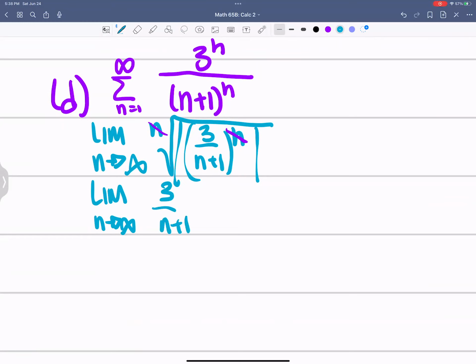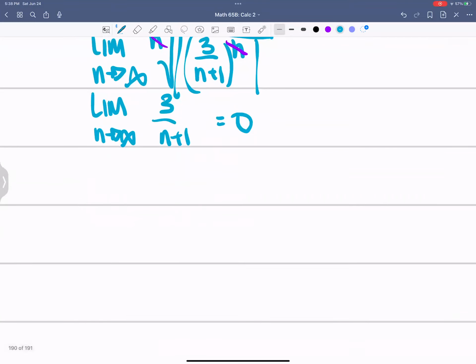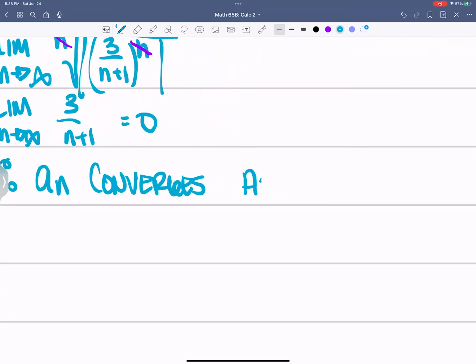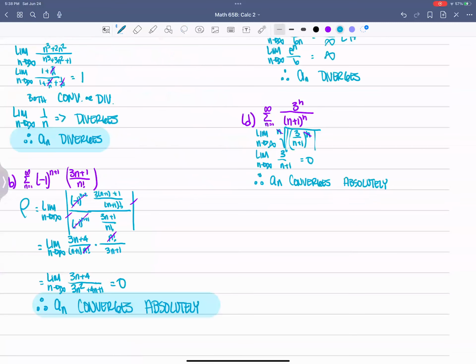As n goes to infinity, this whole thing ends up going to 0. But if rho is 0, less than or equal to rho less than 1, then it absolutely converges. So it going to 0 actually helped us. So this tells us that a sub n converges. Not only converges, but converges absolutely. And there we go.